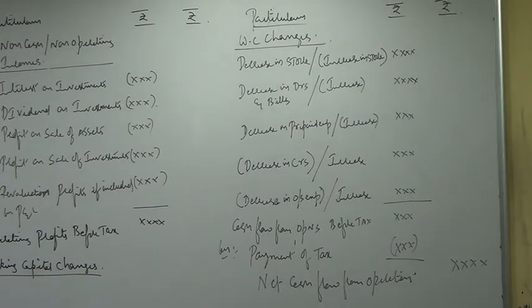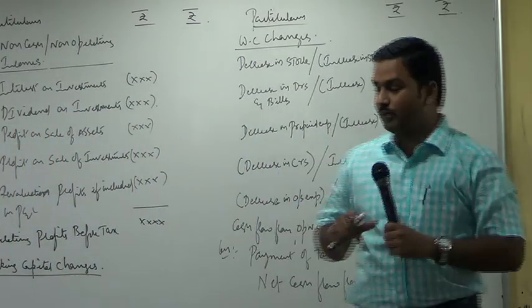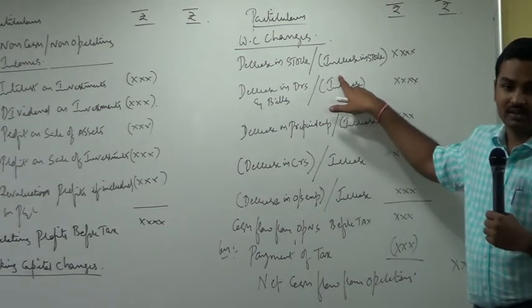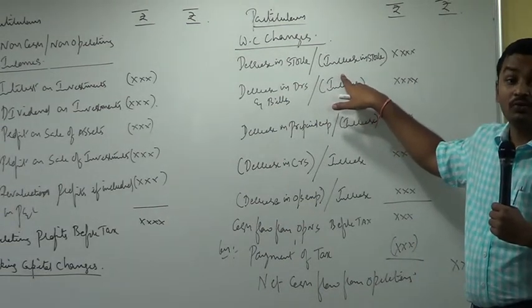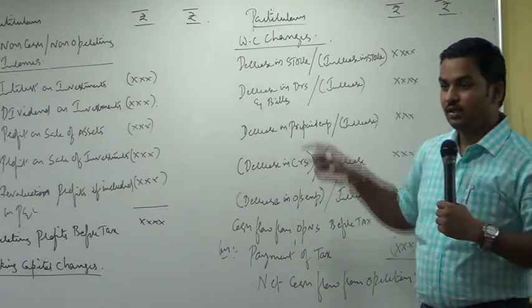Now, working capital changes. Now, what is this gimmick? I think you will not understand. I will tell you later on. But I think at least this part you will understand. Decrease in stock without brackets, increase in stock within brackets. Within brackets means outflow. Decrease in stock without brackets means inflow.